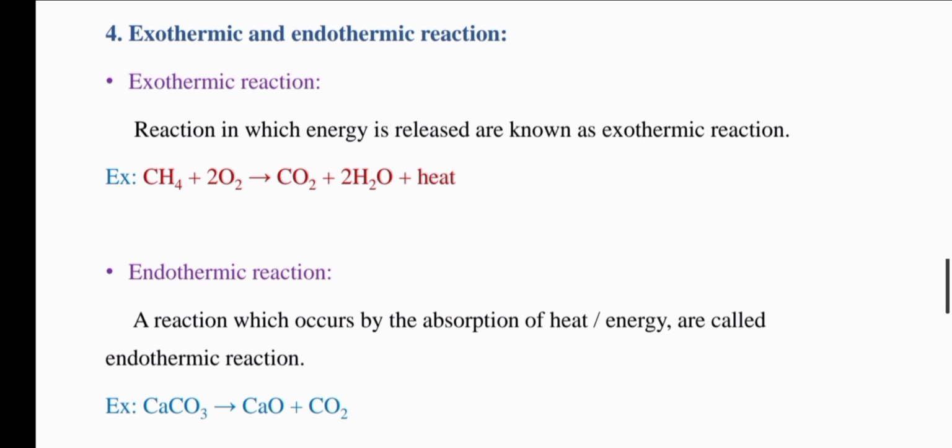Exothermic reaction: reactions in which energy is released are known as exothermic reactions. Example, when methane reacts with oxygen, it forms carbon dioxide and water, where heat is liberated. Endothermic reaction: a reaction which occurs by the absorption of heat or energy is called an endothermic reaction. Example, calcium carbonate is heated, it forms calcium oxide and carbon dioxide, where heat is absorbed.